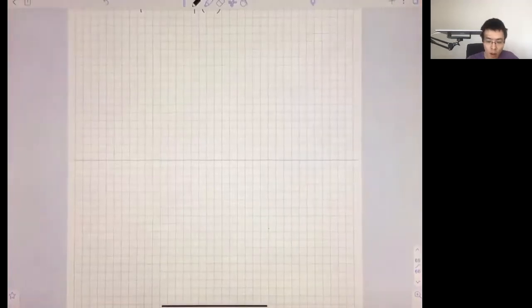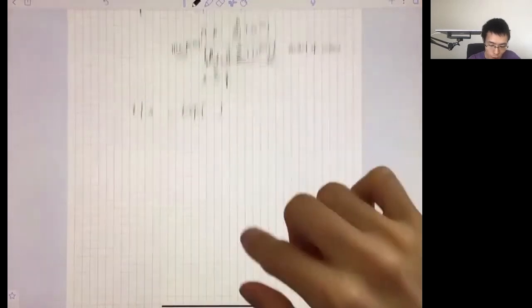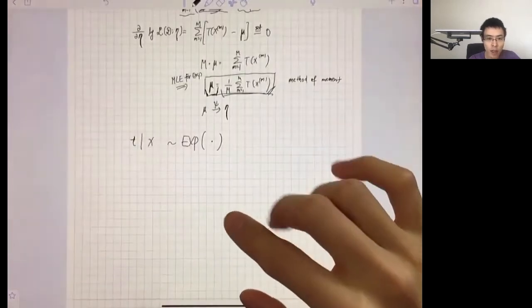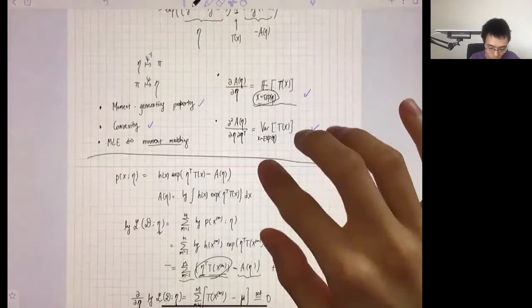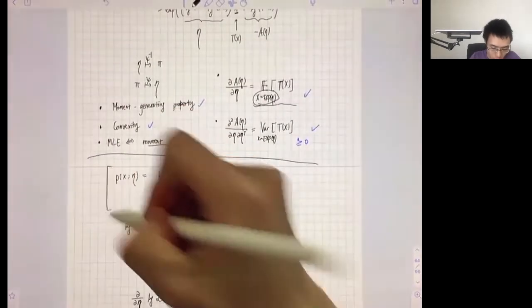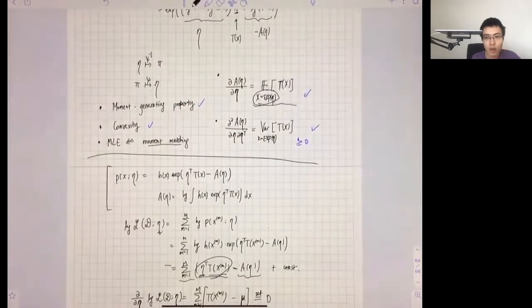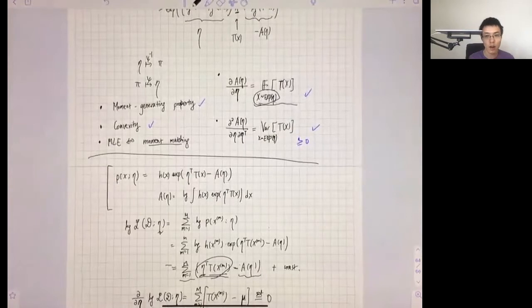Hello, everyone. In this lecture, we're going to continue the discussion of exponential family and generalized linear model. And in the last lecture, we talked about the exponential family. We showed that the exponential family follows the generic formula like this, and it covers a very wide range of distributions like the Gaussian distribution or the Bernoulli distribution.